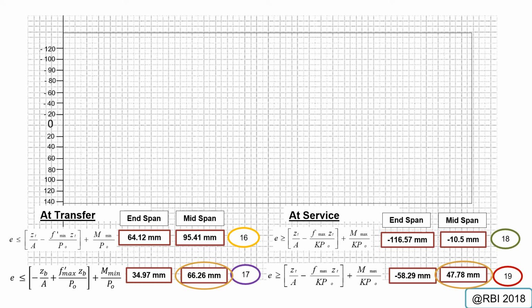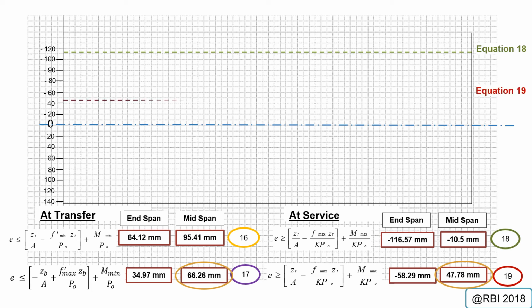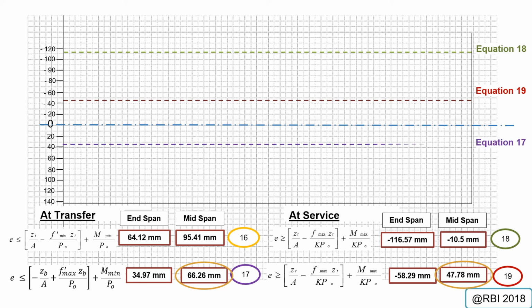Then after that you start to draw the end span value of your eccentricity first for each equation that you have. In my case, I draw equation 18 first, the green one, which considers the end values of your eccentricity, a straight line. Then you have equation 19, the end span value of your eccentricity. You have equation 17, which is the purple color, and then also equation 16. So you have all straight lines first.